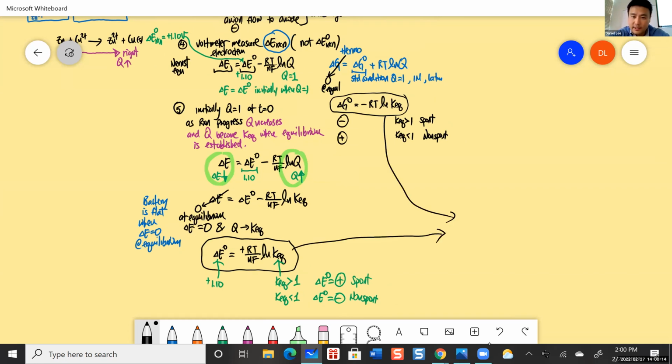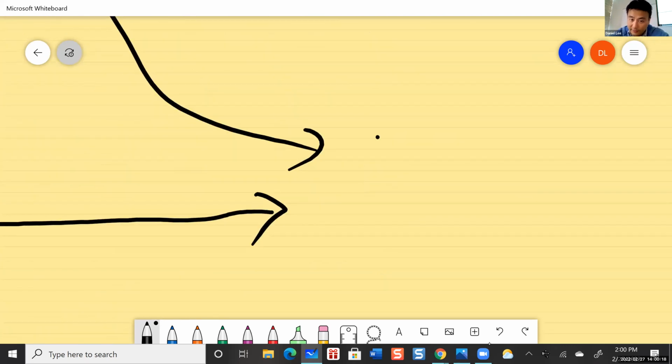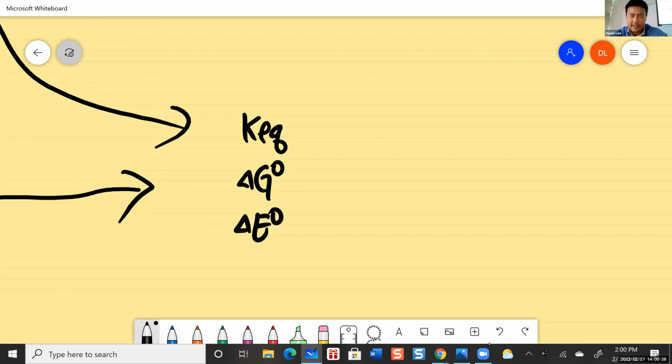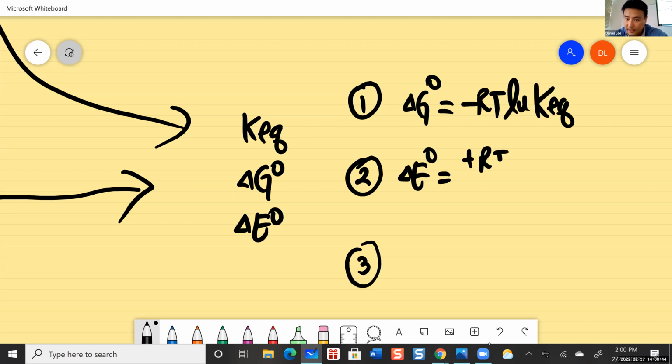Those three things, if you know just one of them, you can find the other two. You have the equilibrium constant, you have delta G, and you have delta E. If you know one, you can find the other two. So I'm going to combine the equations together. Here are the three final equations. The first one is delta G naught equals negative RT ln K, the equilibrium constant. The second one is delta E naught equals positive RT over NF ln K.